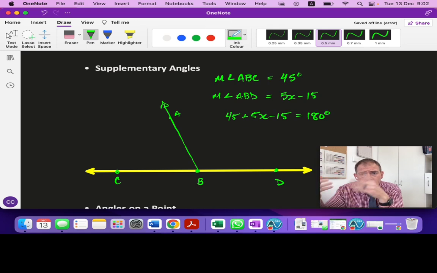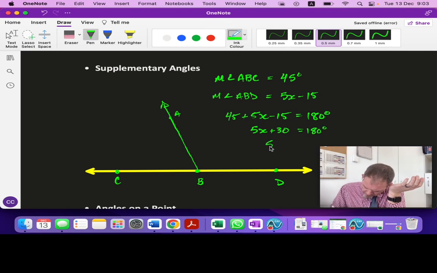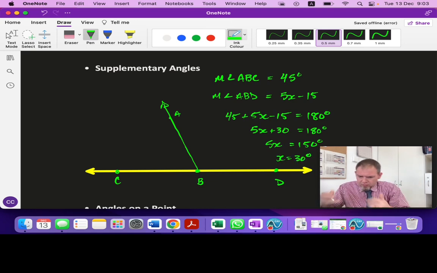Again, we're going to use inverse operations. I'm going to gather some terms here. I get 5x plus 30, because 45 minus 15 is 30, still equal to 180, so 5x equals 150, and x has got to be 30. So there, we're using the angle rules. Supplementary is 180, and we're able to solve.